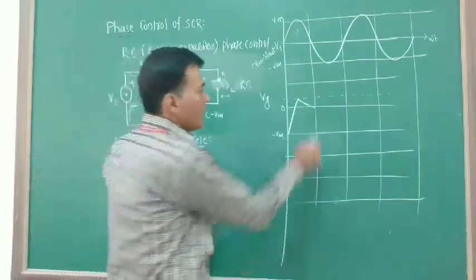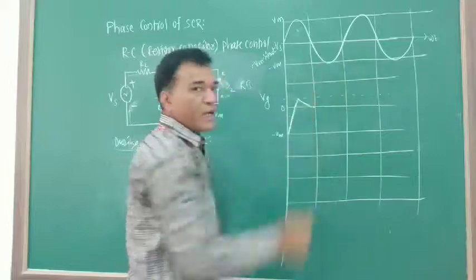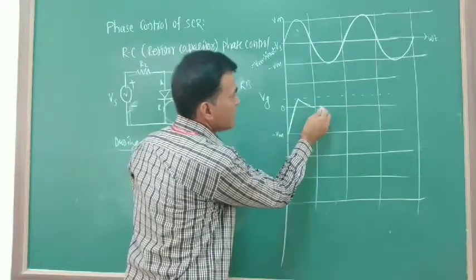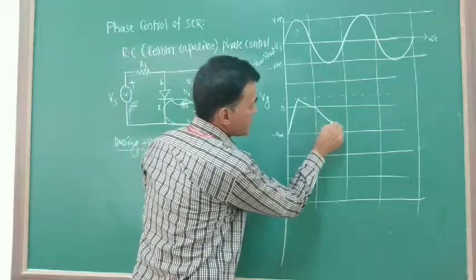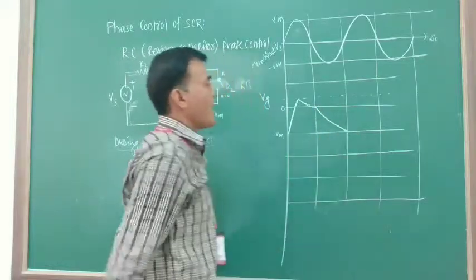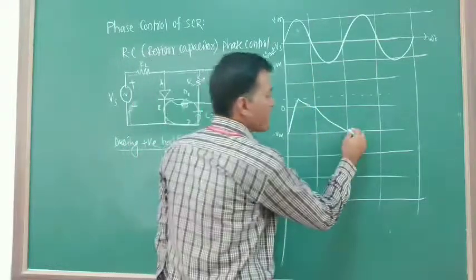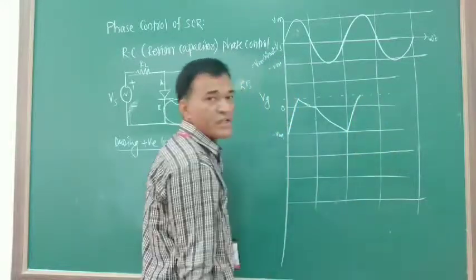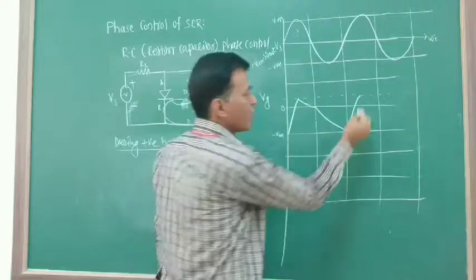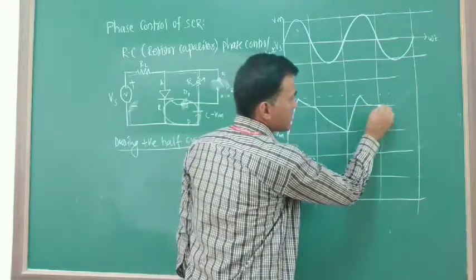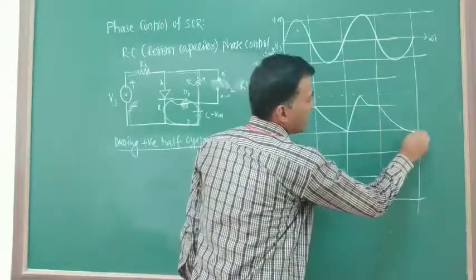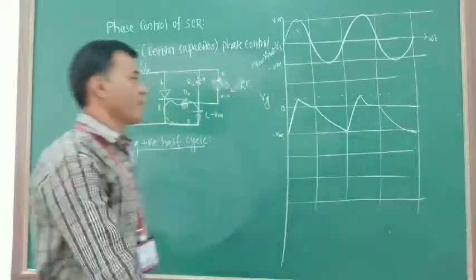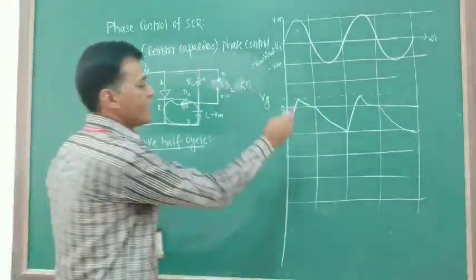Now again, when the next negative half cycle comes, it starts first charging to minus Vm. Again, when the next positive cycle comes, it starts charging and reaches some value Vg. The thyristor gets turned on, the capacitor discharges, and this cycle is repeated. Now what happens when the SCR gets turned on?